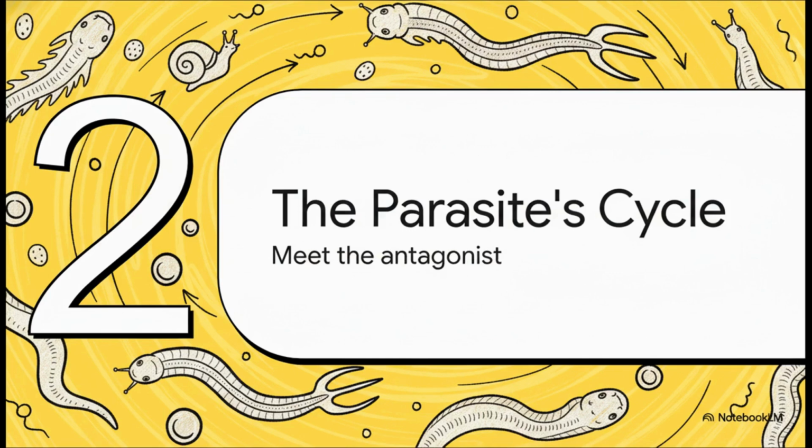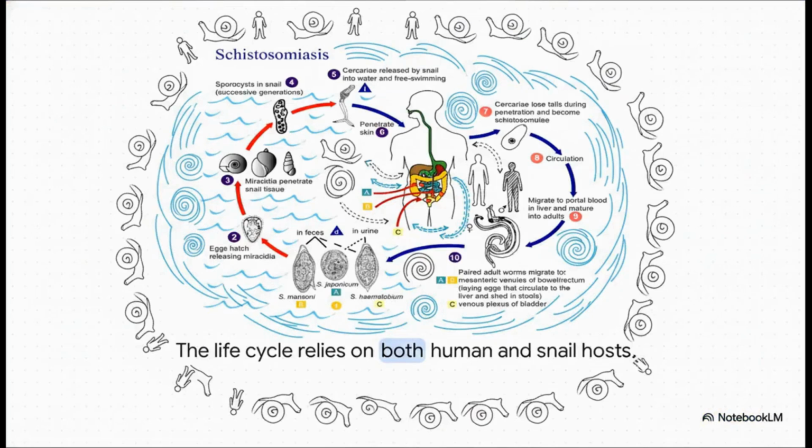And if you want to beat it, you first have to understand its incredibly clever and kind of vicious life cycle. Okay, I know this diagram looks a little complicated, but stick with me. It's actually a fascinating, if not terrifying, process. It all kicks off with infected humans, right? Their waste releases these parasite eggs into the water. Those eggs then hatch and have to find a very specific type of freshwater snail.